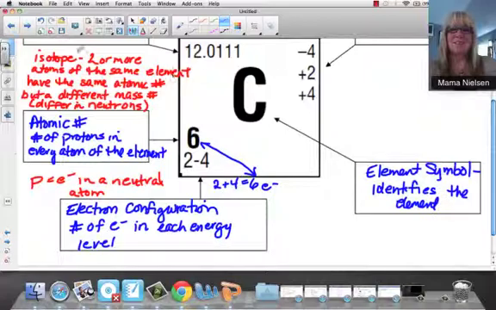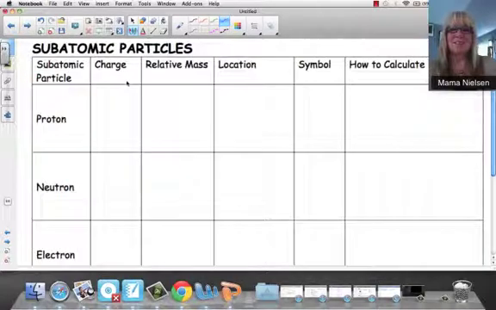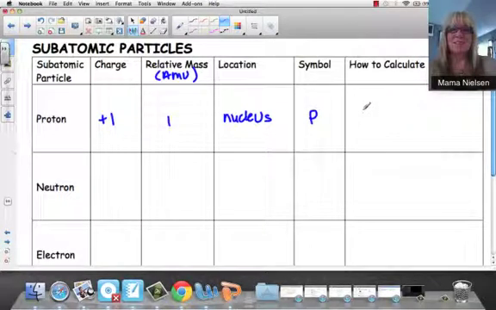Okay, that's a whole lot of information. All right, let's move on. So let's talk about our subatomic particles. Proton has a +1 charge. Its relative mass, this is measured in atomic mass units, is 1. Its location is the nucleus, and its symbol is P. And how do we calculate it? It is simply the atomic number. So if the atomic number is 6, the protons are 6. If the atomic number is 8, the protons are 8.